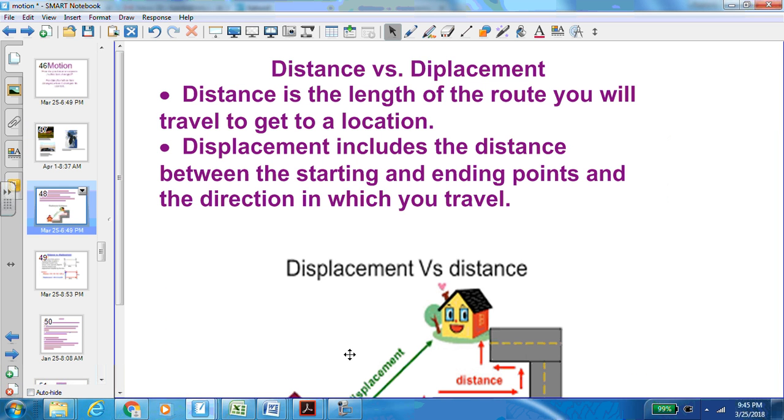Let us first take a look at these two words, distance and displacement. They are often confused, and sometimes people think that they mean the same thing, but they are different. Distance is the length of the route that you will travel to get to a location. Displacement is the distance between the starting and ending points and the direction in which you travel.